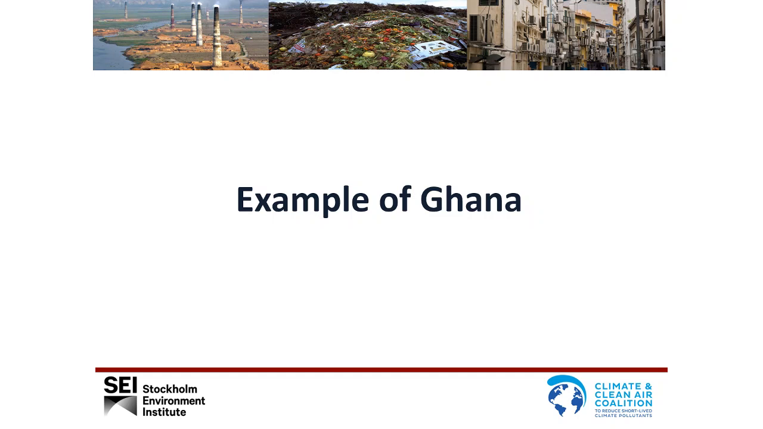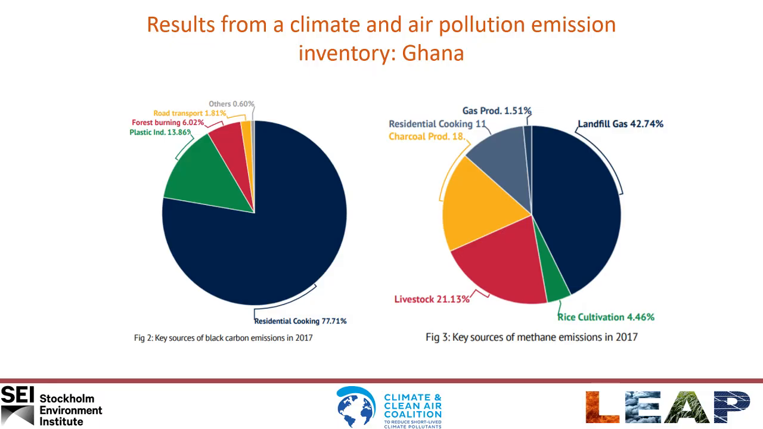So I wanted to provide a quick example of the work that we've done in Ghana in terms of some of the outputs that can be provided from this analysis. So like I said, in Ghana, they have gone through this process of developing a historical emission inventory, a baseline scenario, and the mitigation measures. So they have an emission inventory of different pollutants for 2017.